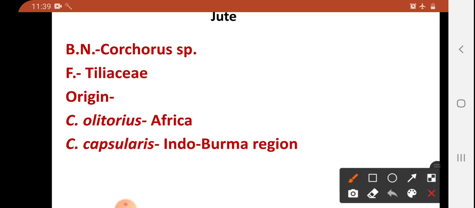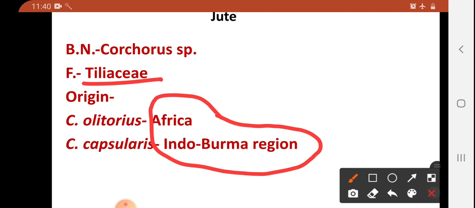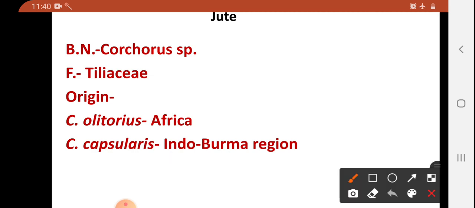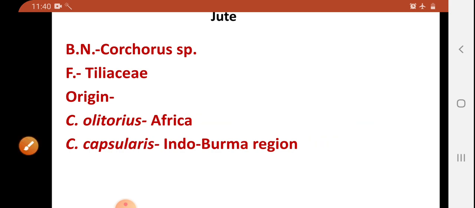Here is the family of this crop, that is Tiliaceae, quite different compared to other crops, and it is again important for objective type questions, for practical examination and for your theory examination. If we think about origin, according to the species of this crop, the origin is again different. For olitorius species, origin is Africa, and for capsularis species, origin is the Indo-Burma region.